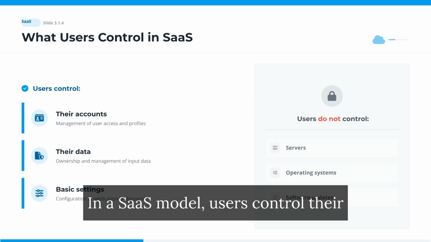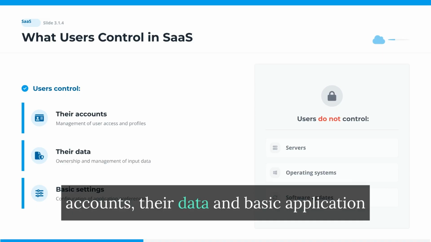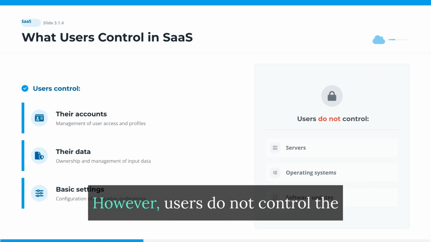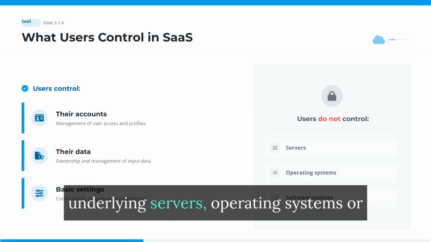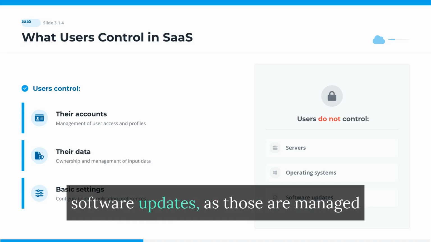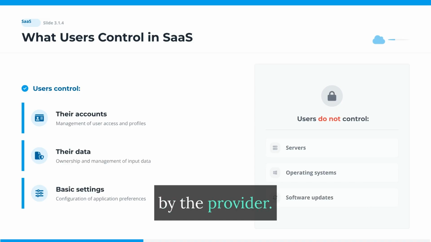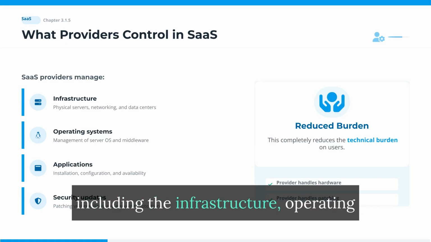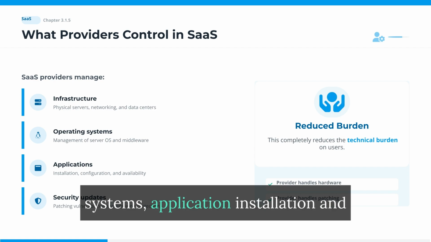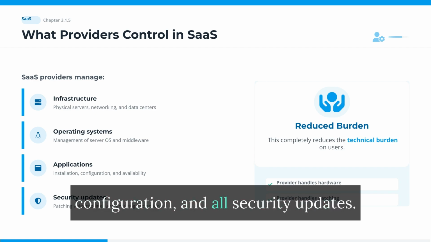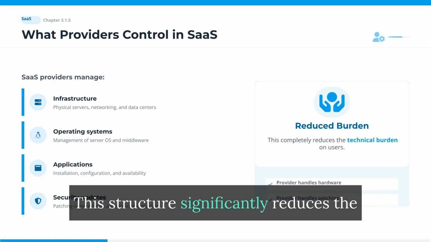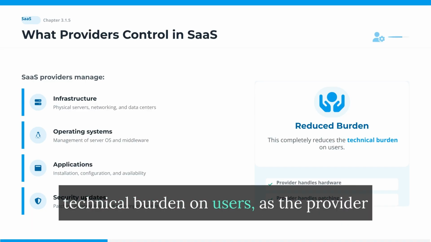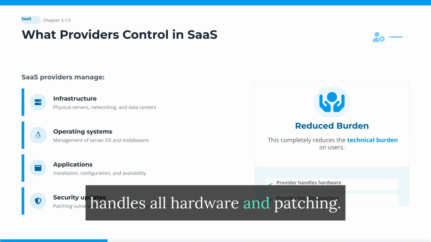In a SaaS model, users control their accounts, their data, and basic application settings. However, users do not control the underlying servers, operating systems, or software updates, as those are managed by the provider. SaaS providers manage everything else, including the infrastructure, operating systems, application installation and configuration, and all security updates. This structure significantly reduces the technical burden on users, as the provider handles all hardware and patching.